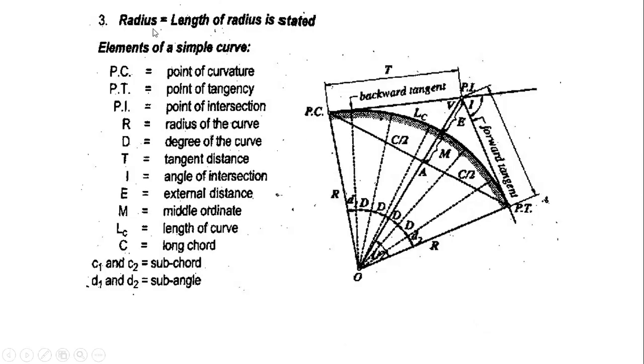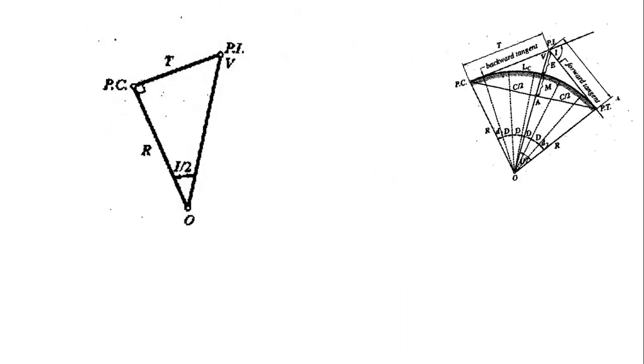And third is from the given radius. So these are the elements of the simple curve that we discussed. So let's try to derive now the formulas.